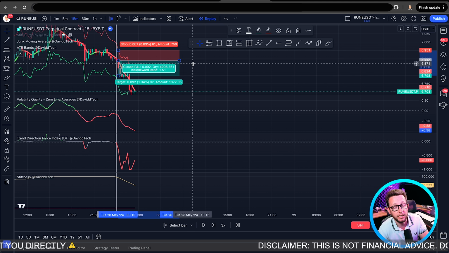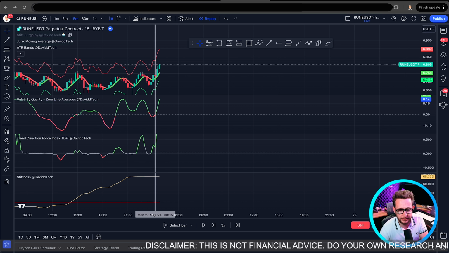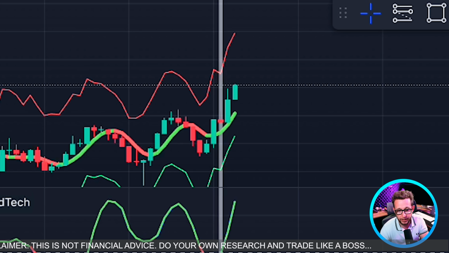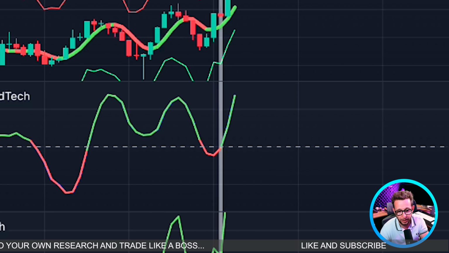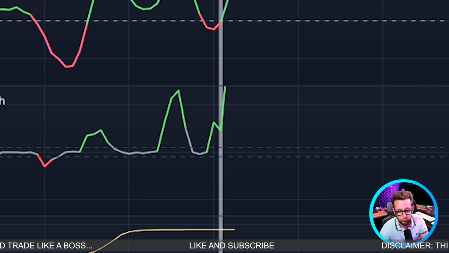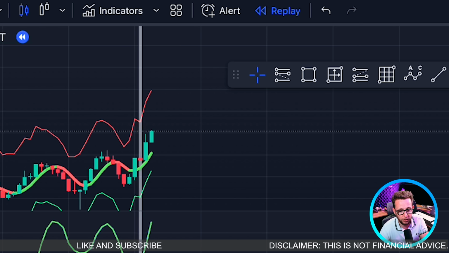Right, let's have a look at a long entry. Okay, here is another cherry-picked entry for you guys to show you how a long would have worked. Okay, we have the JMA going green. This big thick line in the middle here has gone green, and we have closed above it on this candle here. As you can see, the VQ has closed green as well. The TDFI is green, and our stiffness index is yellow over red. So we would have got an entry in.